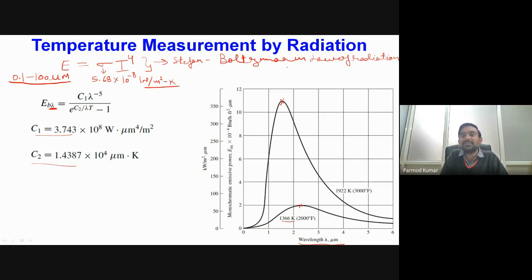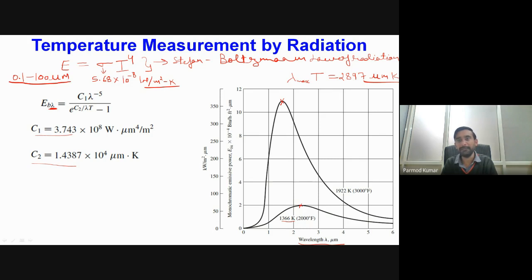Okay, so this is explained with the help of Wien's displacement law. As per Wien's displacement law, we know that lambda max times T is equal to a constant, and that constant is close to 2897 micrometer Kelvin. Okay, so that is something we know from Wien's displacement law. You might have studied this in your fundamental course of heat transfer.